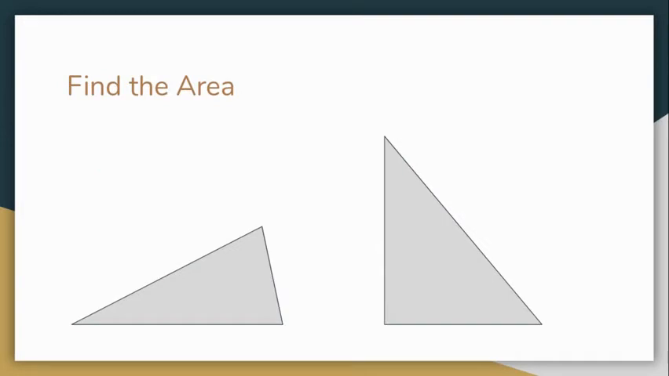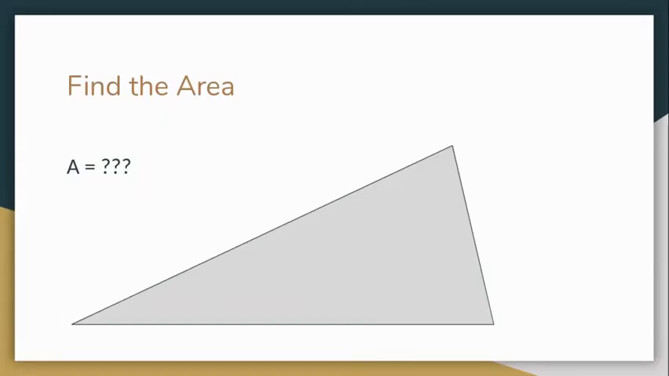Let's start by looking at two different triangles. The triangle on the right is a right triangle and has an area formula of 1/2 times base times height. The triangle on the left is an acute triangle. This is going to be our focus for today's lesson. Let's zoom in on this acute triangle.